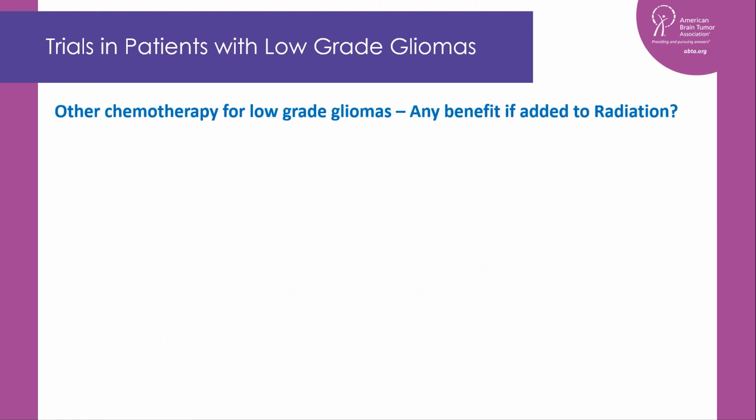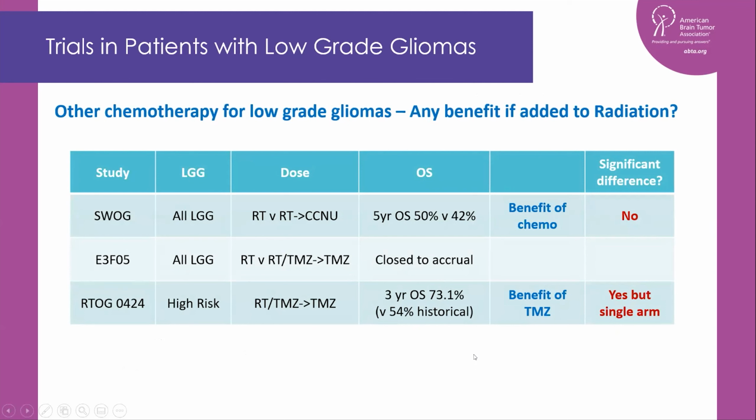So PCV was a chemotherapy that's been used for a long time. It was one of the ones that Dr. Cairncross used for the oligodendroglioma group. So were other chemotherapies beneficial? So other things were looked at. For example, just the CCNU, which is one of those chemotherapies, or temozolomide, which is a new therapy that came out about 15 years ago or so. And these were other trials that were done.